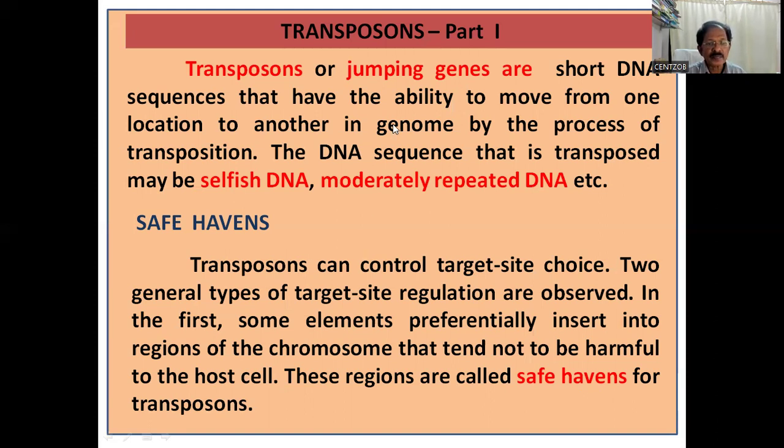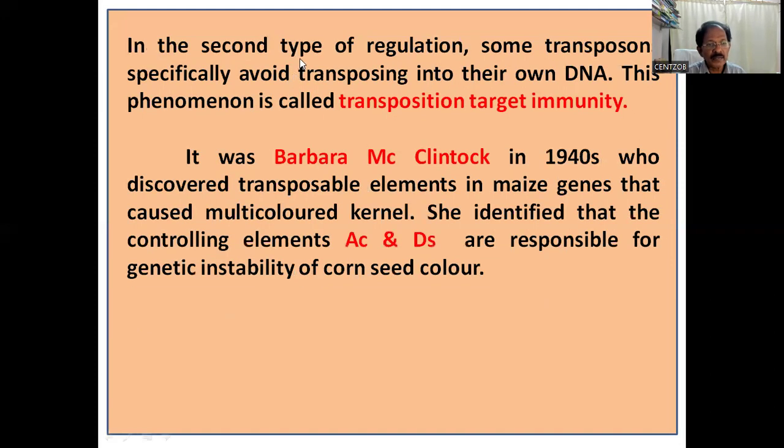In the second type of regulation, I told you two types of target site regulation are there, some transposons specifically avoid transposing into their own DNA. This phenomenon is called transposition targeting immunity. Safe havens and transposition target immunity, these two terms also remember, sometimes they are asked.